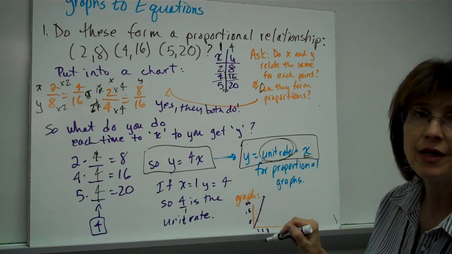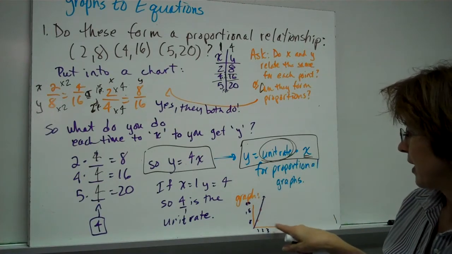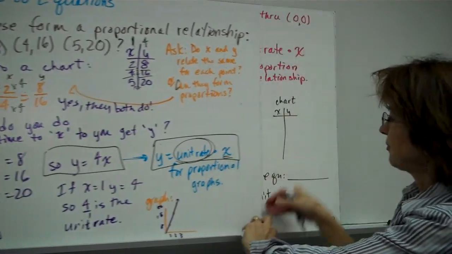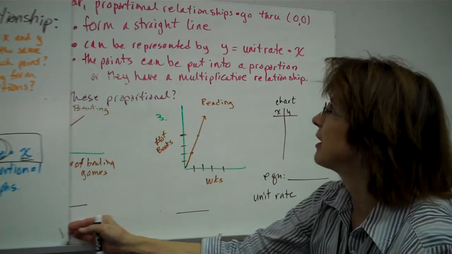So you just have to find the unit rate and you can get your equation. And there's a graph of it if you want to go ahead and check that out. Okay, so that covered a lot of things we've been talking about in class.